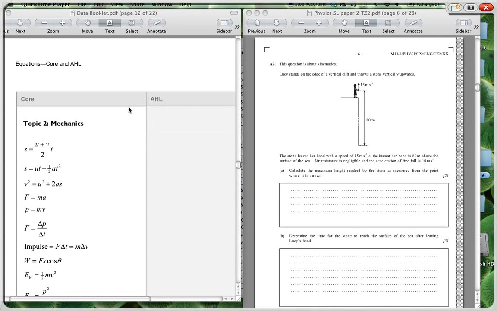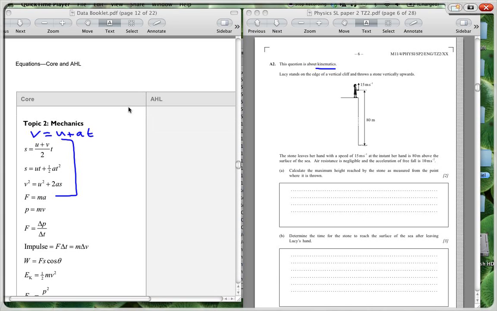Our A2 question. This question is about kinematics. Now, these formulas over here relate to your kinematics. It's when you have constant acceleration. There's one other formula that's useful, that V is equal to U plus AT. Important that you know what all the terms mean, the U, the V, the S, the A, and the T.